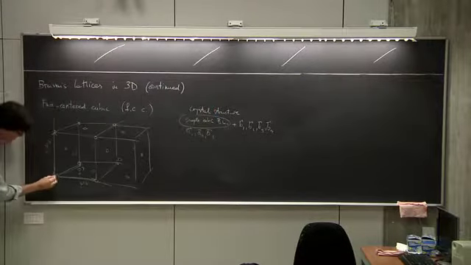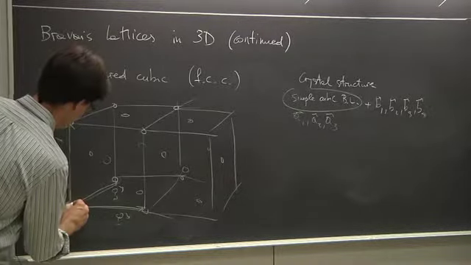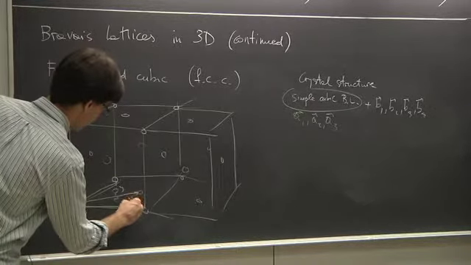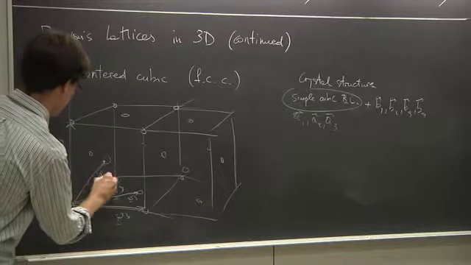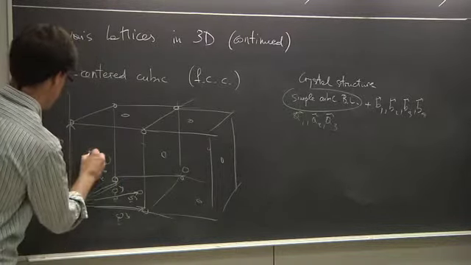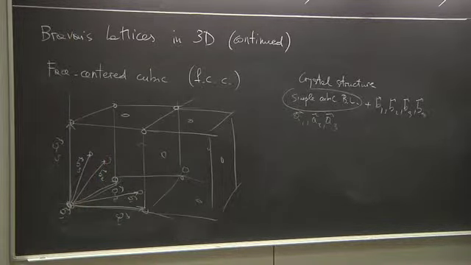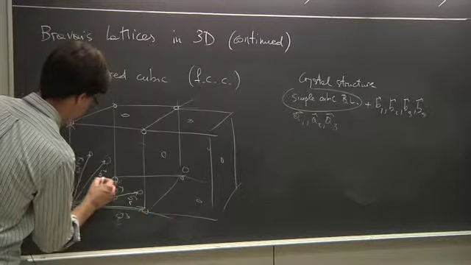B1, of course, is 0, because this point belongs to the lattice. And then with B2, I have to reach all the points at the centers of the faces. So B1, B2, and B3. Well, sorry, you're right. 2, 3, and 4. Thank you.